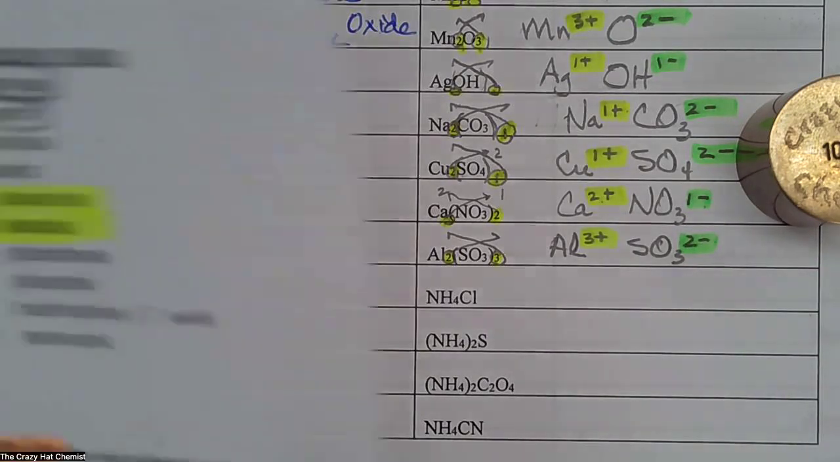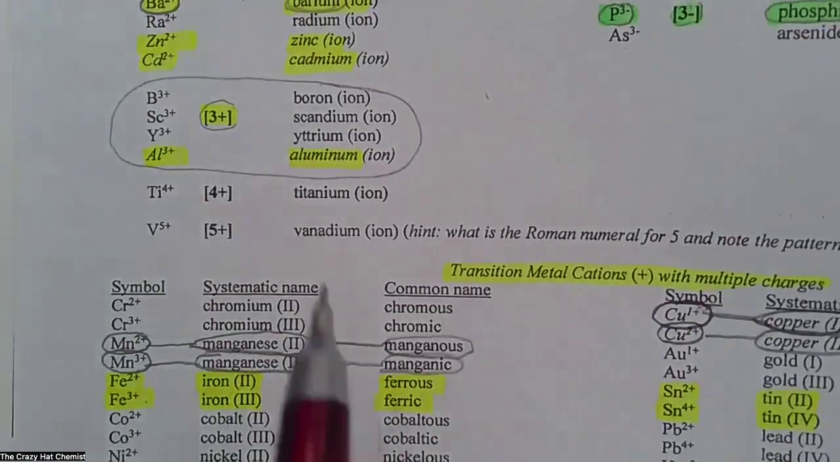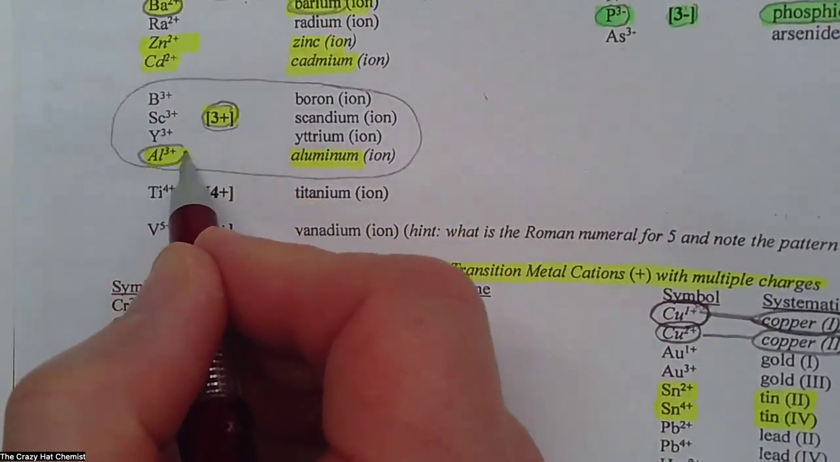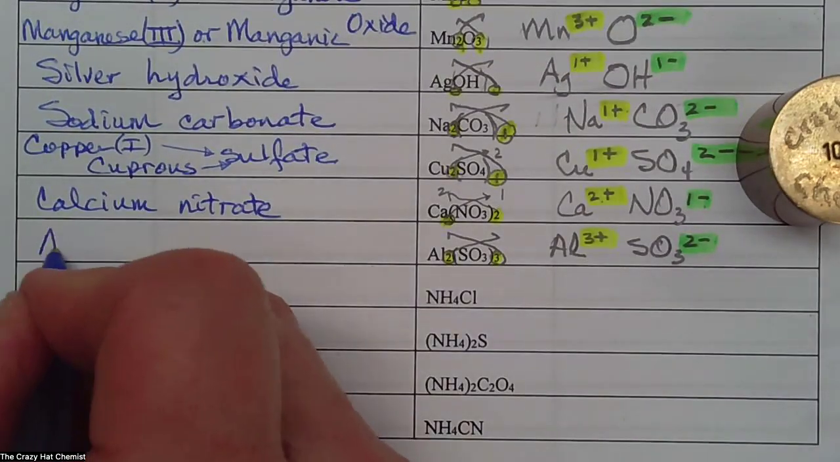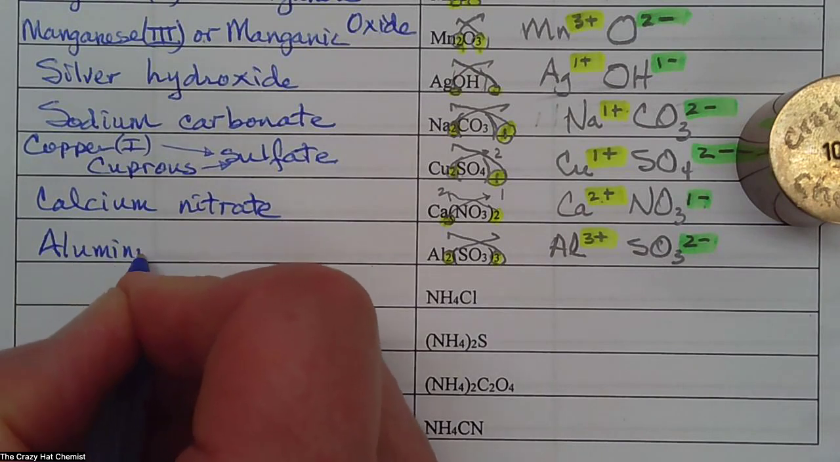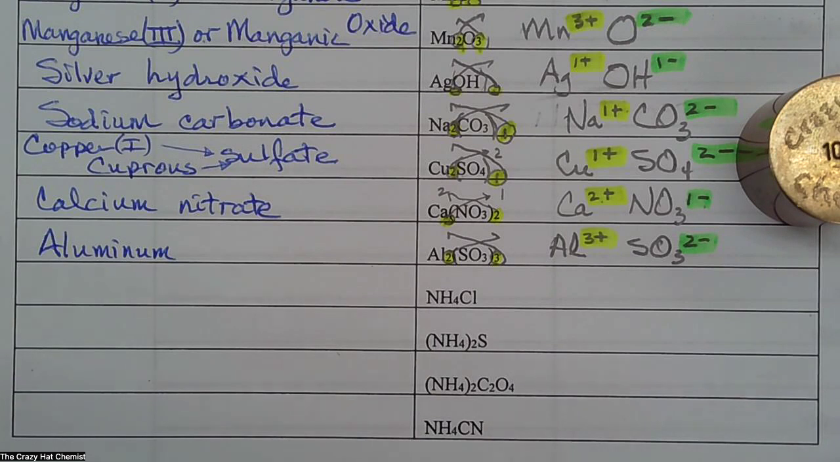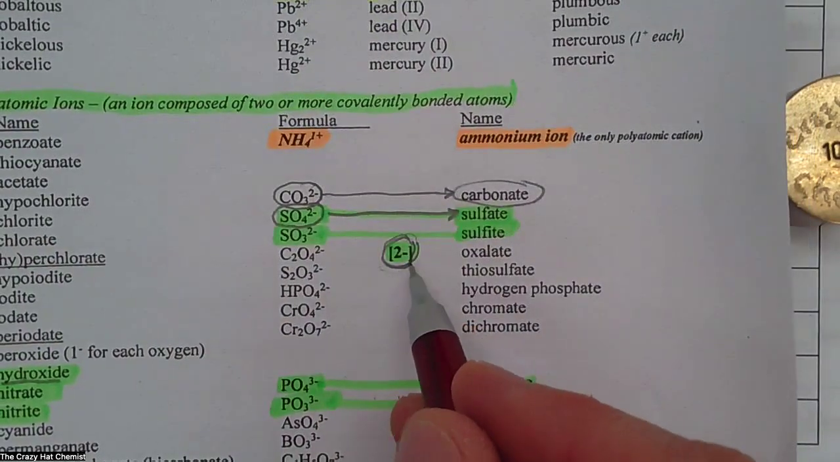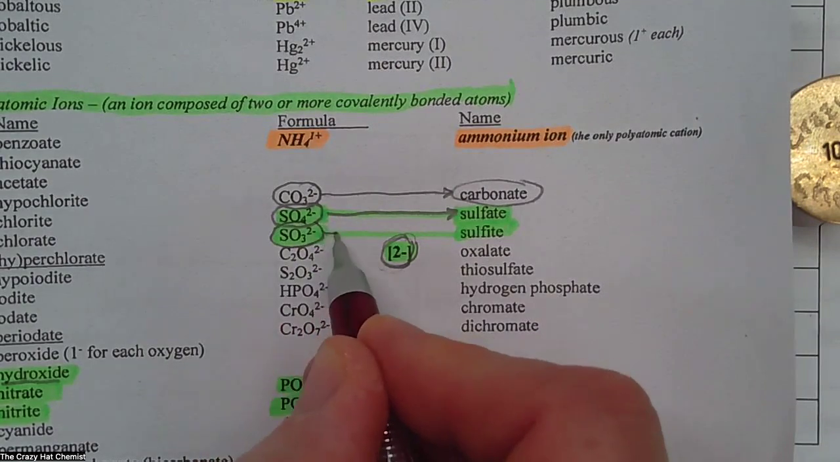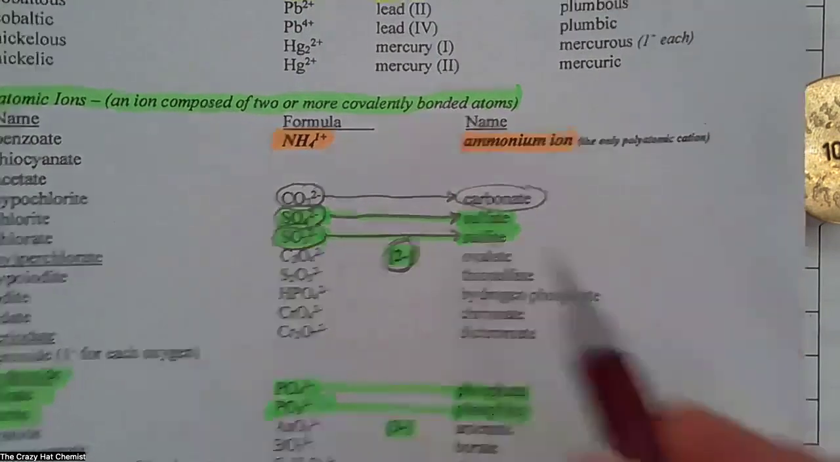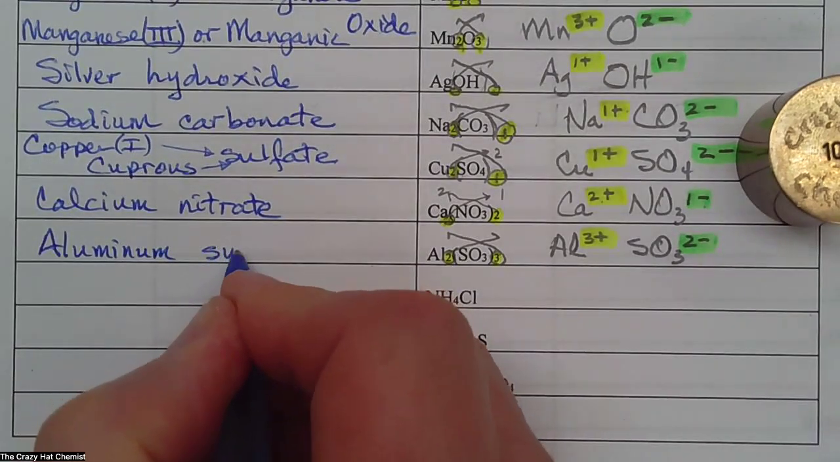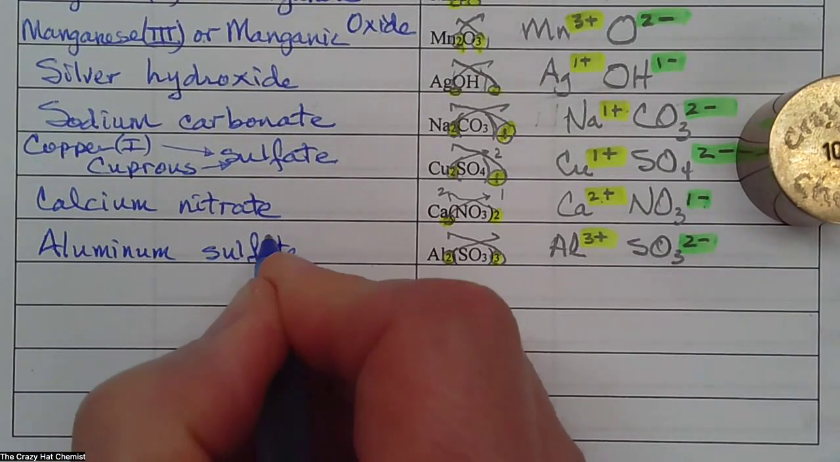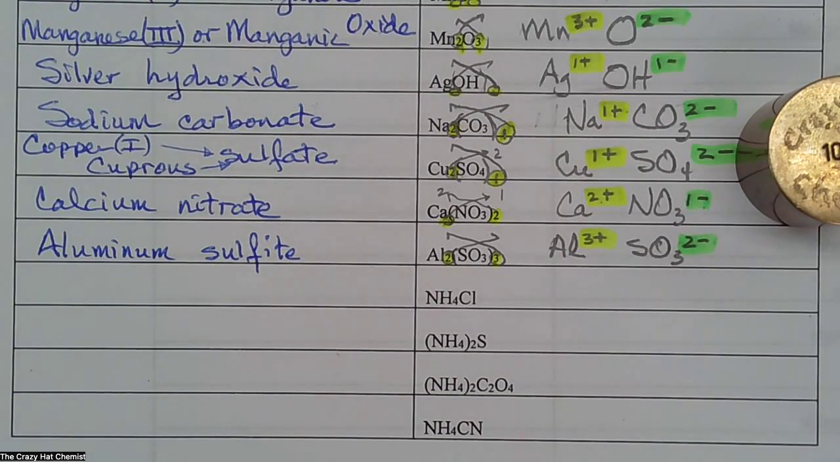Okay, and there are those numbers. And Al is in the 3 plus category. So I'm going to look in the 3 plus category. There's Al that's a 3 plus. That corresponds to aluminum. So I have aluminum, or aluminium if you're from the UK. And then it's SO3 with a 2 minus. So I'm going to look in the 2 minus category of polyatomic ions. That's an SO3. That's a 2 minus. That corresponds to sulfite. So that is sulfite, SULFITE. All right, sulfite. So that's aluminum sulfite.